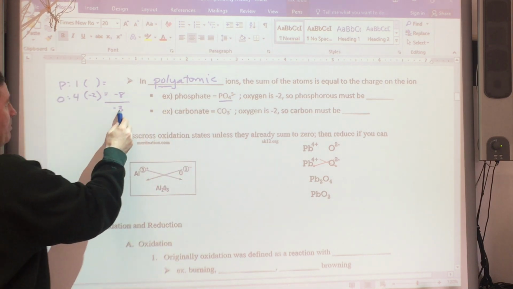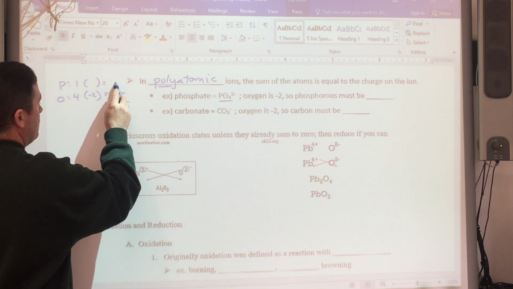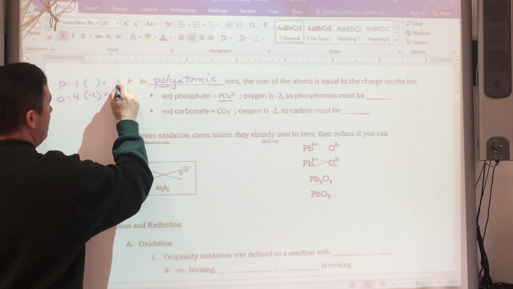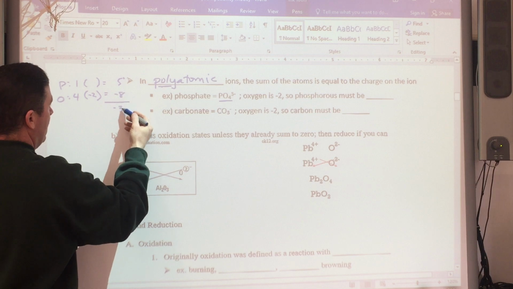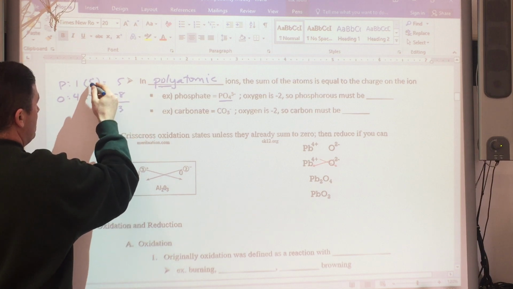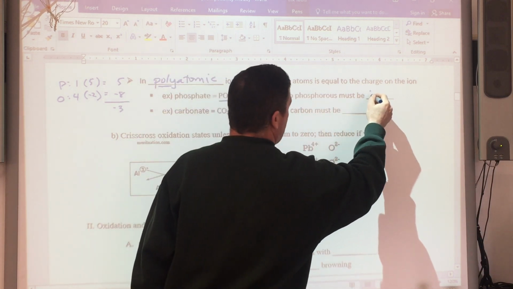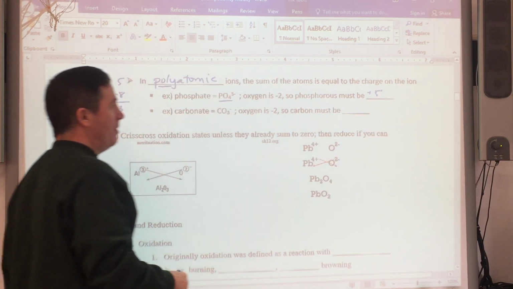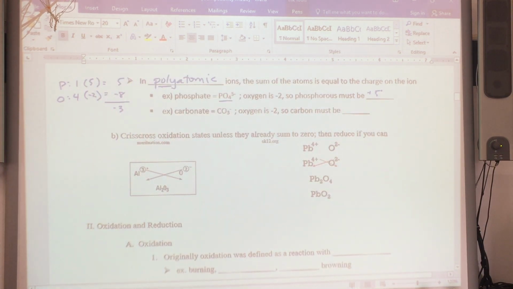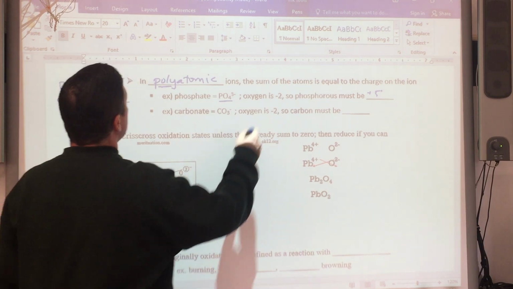So I just use some quick math. What number has to go here? It's got to be 5. 5 plus -8 is -3. That means the oxidation number for phosphorus is +5. Okay? Let's try carbonate. See if I can switch colors.